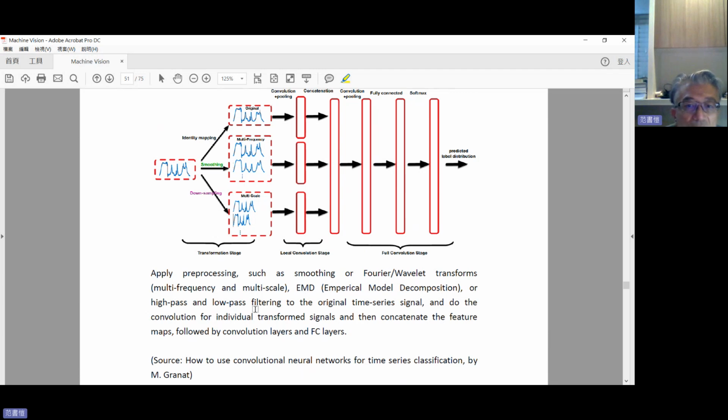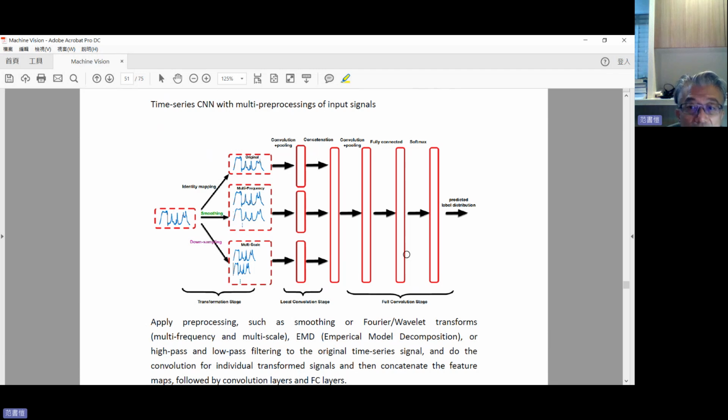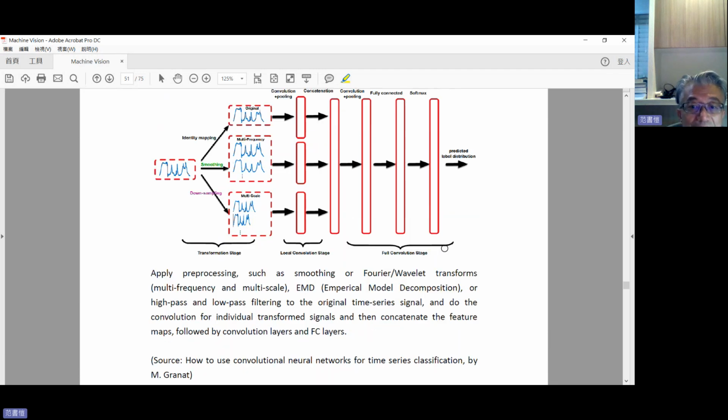So like a multi-frequency or multi-scale EMD, the empirical mode decomposition of high frequency, low frequency, and the residual, or the high pass, low pass filter, like the Kalman filter, the Gaussian filter, applied to the original time series signal, and do the convolution to multiply together, and the low pass filter to the original time series signal, do the combination of the individual transformed signals, then concatenate every feature map followed by the convolution layer and fully connected, and followed by the softmax.